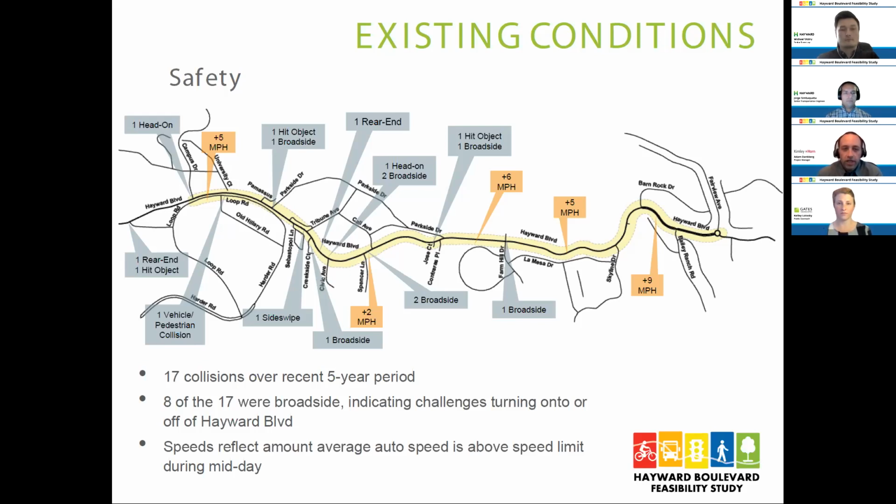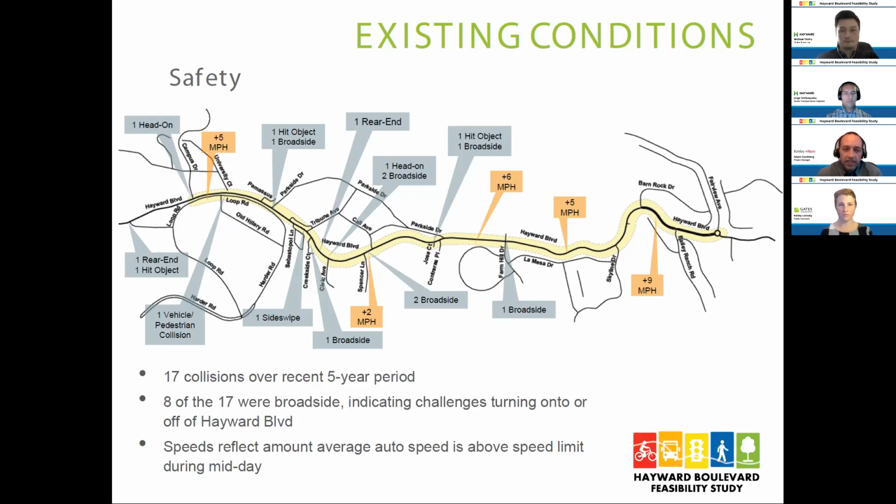And one thing to note here is that there isn't a particular location where there's a major clustering of collisions. The highest number of collisions was actually 3 at Civic Avenue, but all the other locations were less than 3. So there aren't a whole lot of trends in terms of specific problem spots, but what's interesting is that almost half of the collisions were broadside collisions, where one car hits the side of another car.